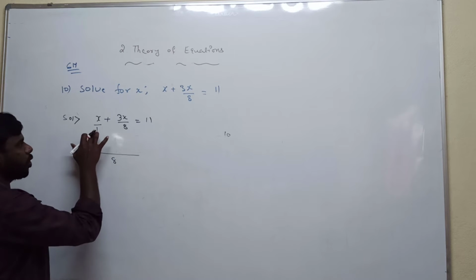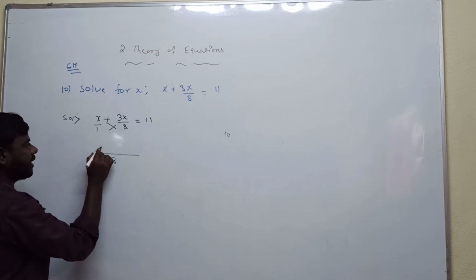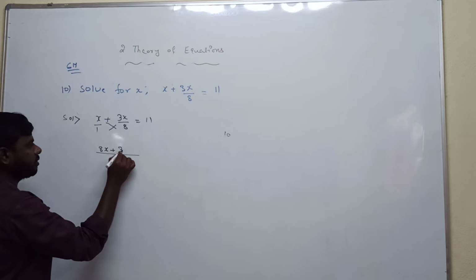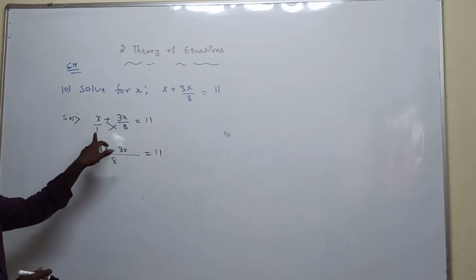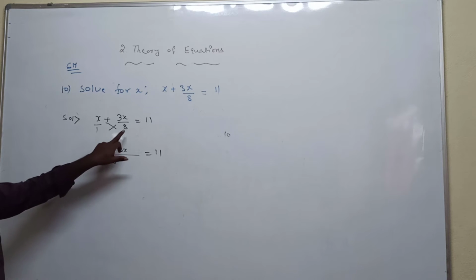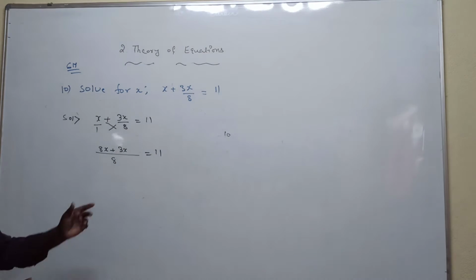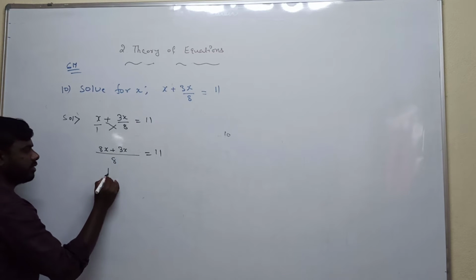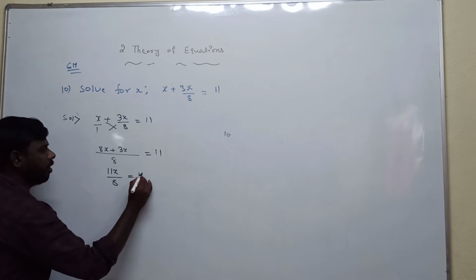If you don't know the LCM, take the product of the denominator values. 1 into 8 is 8, after that cross product. 8 into x is 8x, plus 3x into 1 is 3x, is equal to 11. You understood? LCM is 8, cross product 8 into x is 8x plus 1 into 3x is 3x, divided by the denominator, is equal to 11. 8x plus 3x is 11x divided by 8 is equal to 11.